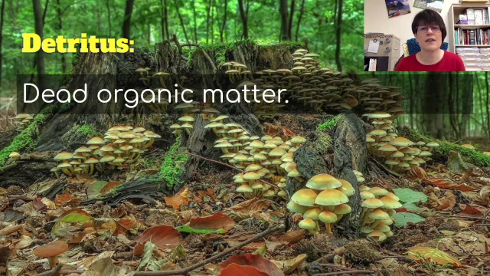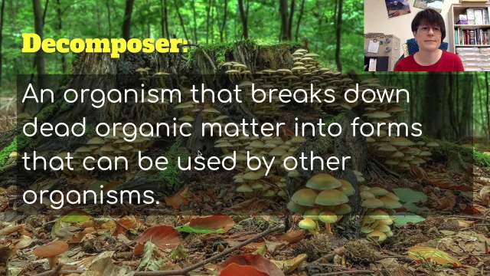Now, another part of the food chain and the energy pyramid has to do with detritus, and this is dead organic matter, like this tree stump. And you can see on the tree stump that there are decomposers. This is an organism that breaks down dead organic material into forms that can be used by other organisms. A very important part of the ecosystem, because otherwise there would be dead material laying everywhere, and there would be organic material locked up in there. There would be nutrients that could not be reused if it was not released by the decomposers.